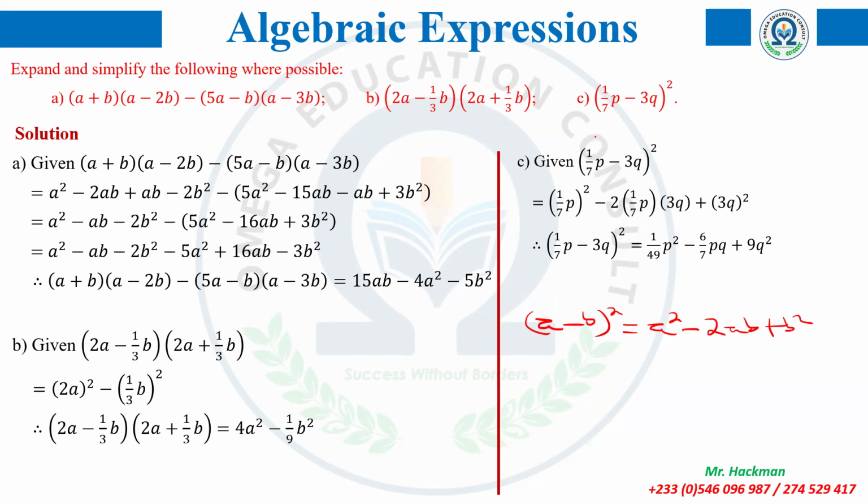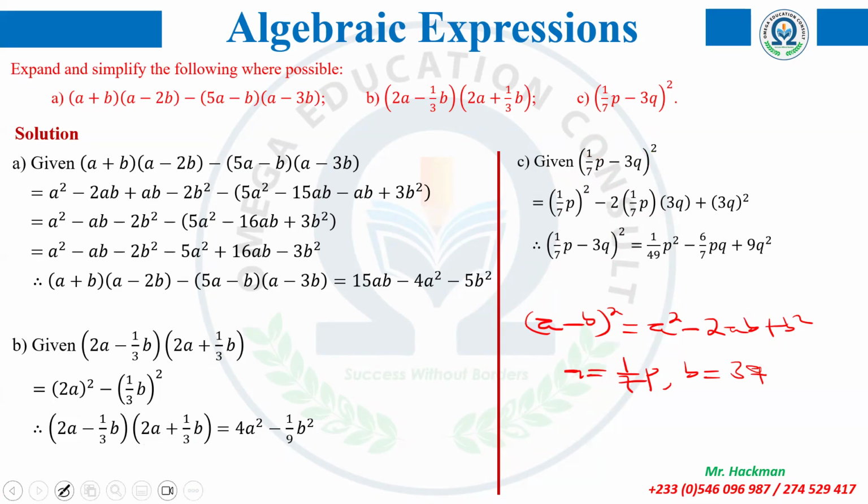So if you consider this, the a is the whole of 1 over 7p, and b is what? 3q. So it will be a squared, so it will be 1 over 7p all squared, which is your a. Let me take the laser so that you can see clearly. Then minus twice the product of a and b. A is 1 over 7p. If you can't figure out the a and the b clearly, just write this and compare. Your a is equal to 1 over 7p, and your b is equal to 3q.